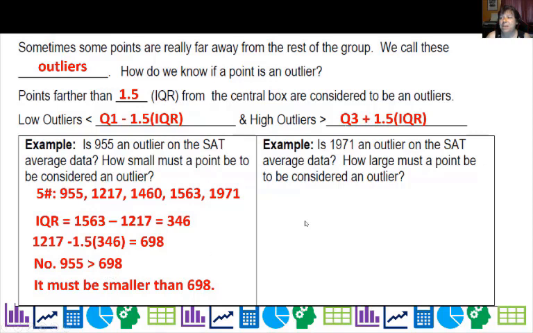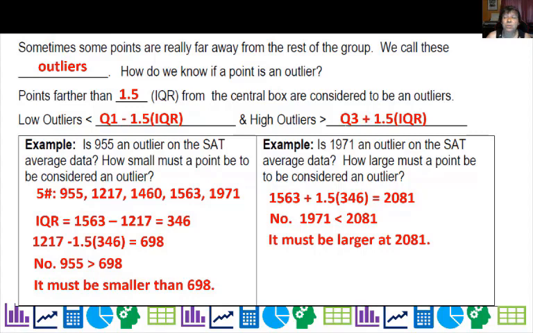All right. Now let's take that high point, 1971. Is that an outlier? Well, I'm going to do the same thing, but instead of subtracting 1.5 IQR, I'm going to add 1.5 IQR to Q3, the top of the box, and I get 2081. So since our highest point is less than that, although it's not that far away from it, it is not considered an outlier. It has to be larger than 2081.